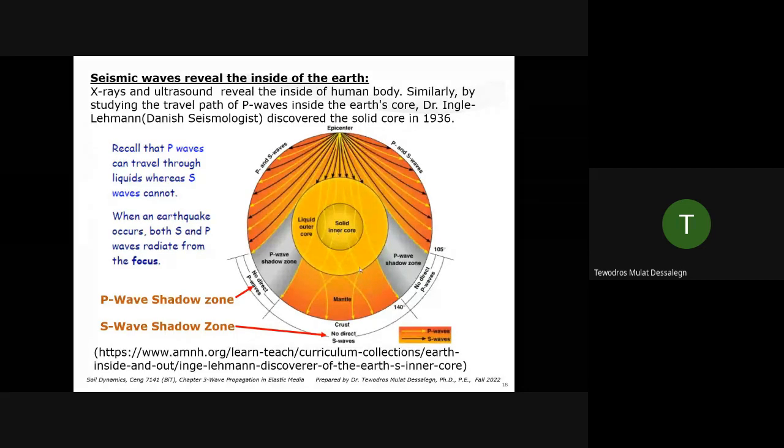This is the nature of seismic waves, and it has a big advantage for understanding the interior of the Earth. The interior of the Earth being solid was discovered by analyzing these waves. Earlier scientists discovered that. You can see more detail in this link if you want to read more about it.